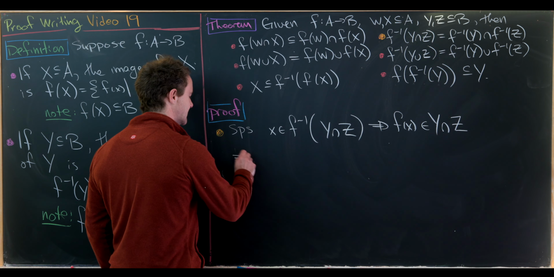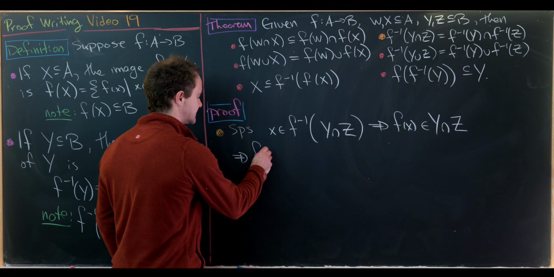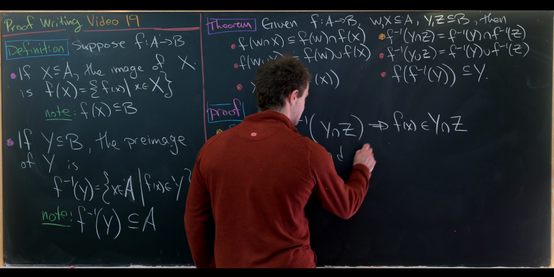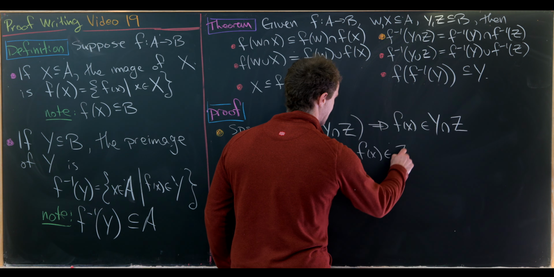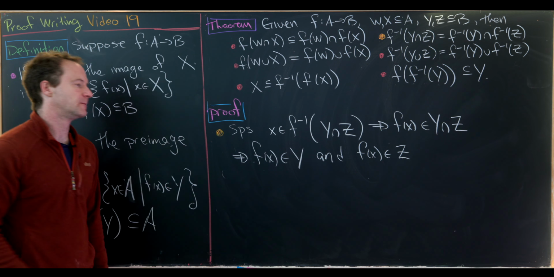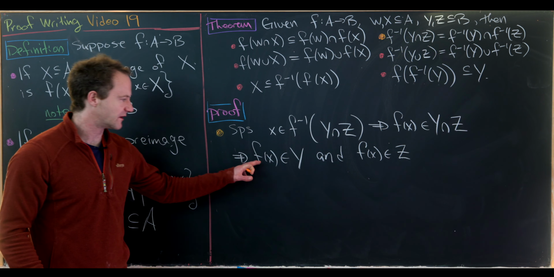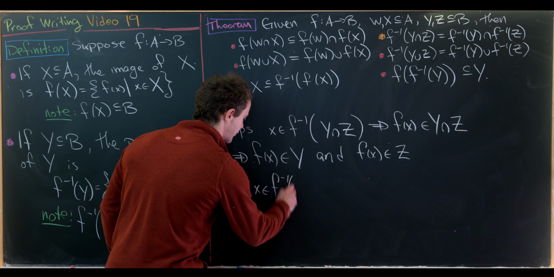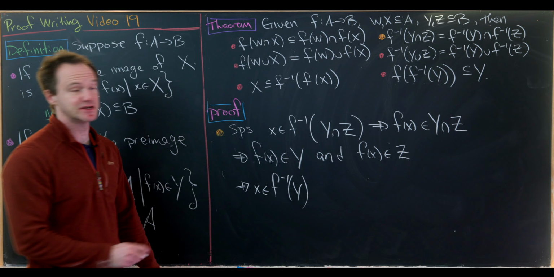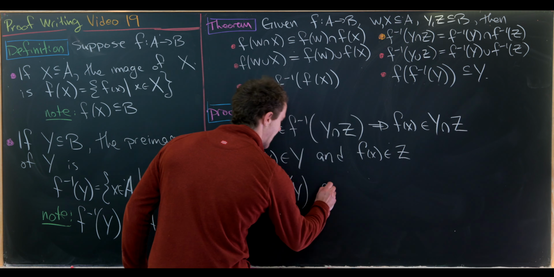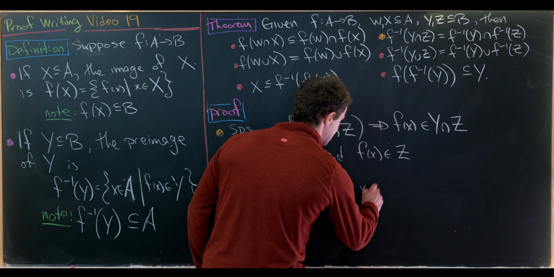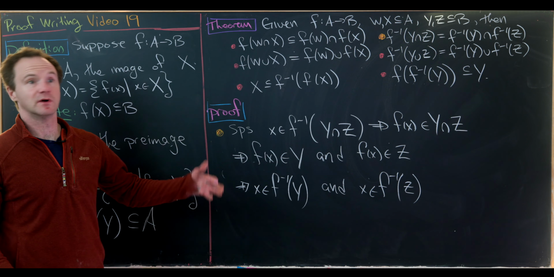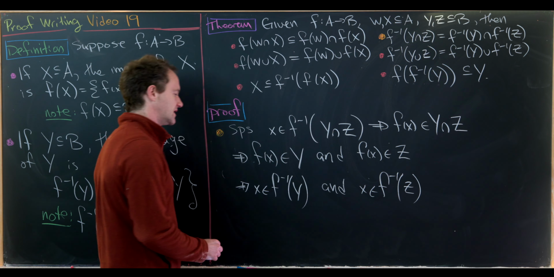But what does it mean to be in the intersection? It means that you're in both of those sets. So f of x must be in y, and f of x must be an element of z as well. But where do we go from there? Well, if f of x is in y, that means that x is in the preimage of y. That's by the definition of the preimage. And then if f of x is in z, that means that x is in the preimage of z. So again, that's by the definition of the preimage.